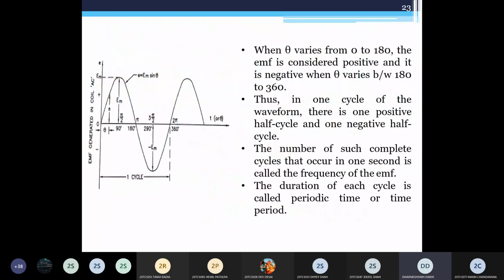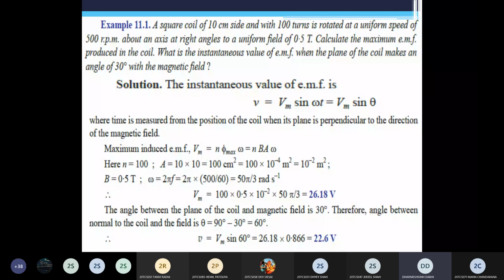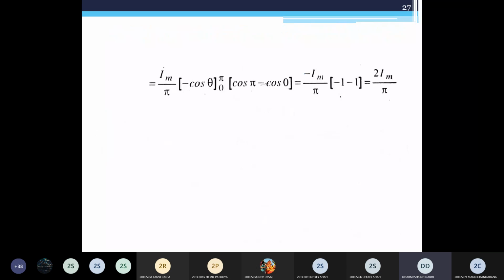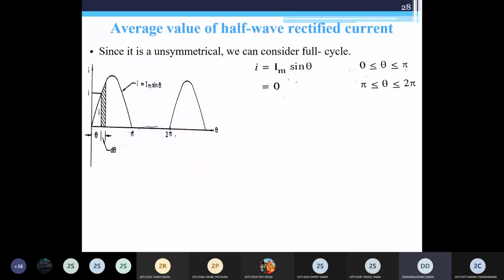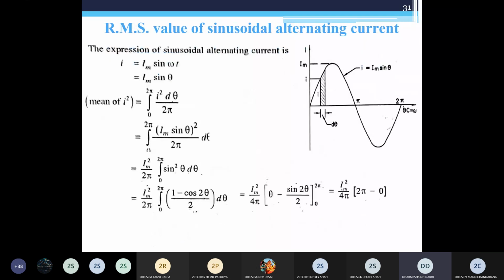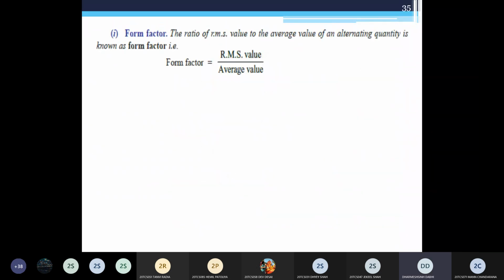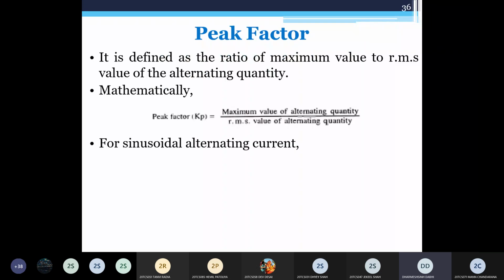So this is the equation, and then we do calculation of the related examples. Then we study what is the average value or mean value of the alternating quantity, and how to find the average value from the waveforms, like the half wave rectifier waveform and the full wave rectifier. Same way for the RMS value also. Clear? How to find the RMS value of the half wave rectifier and full wave rectifier, and then form factor, peak factor, and the related examples we have calculated.